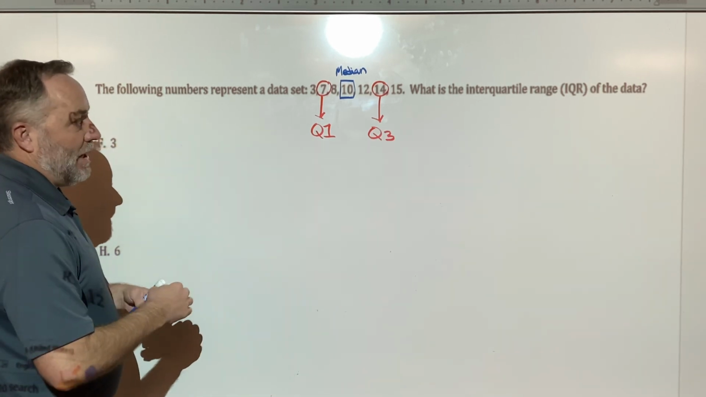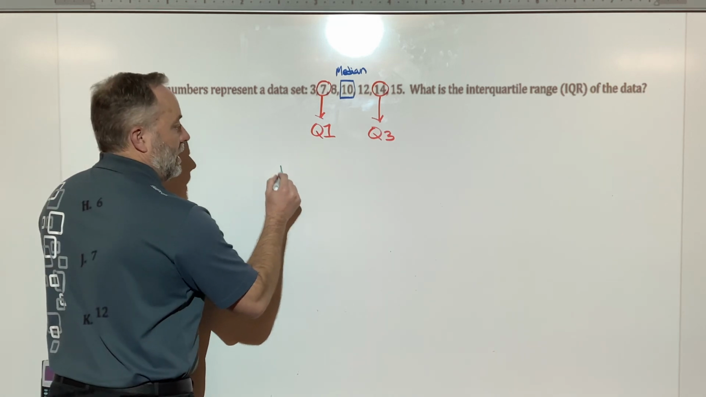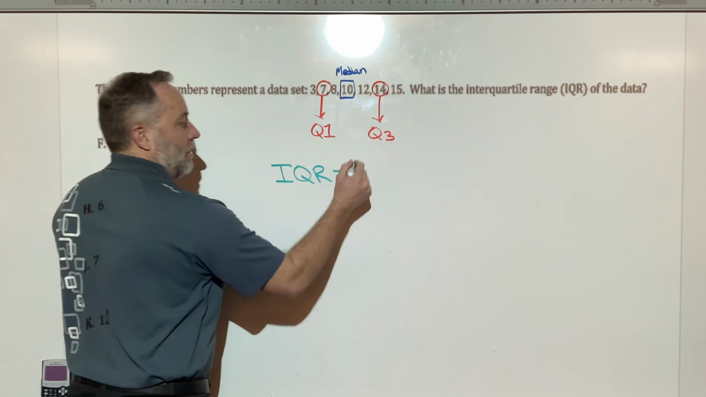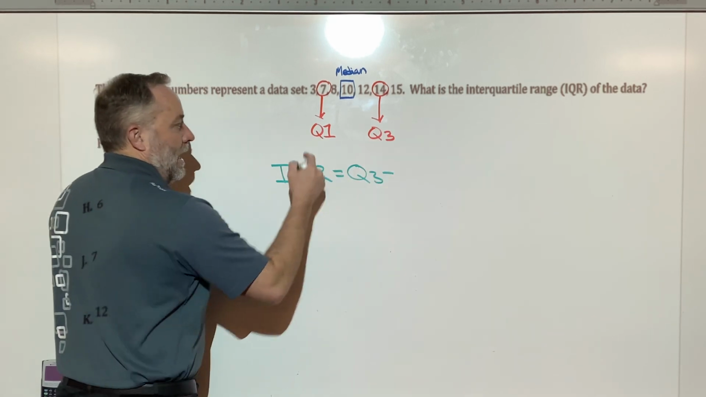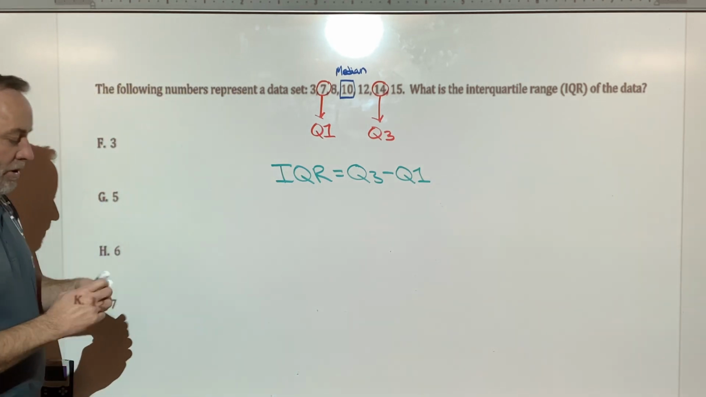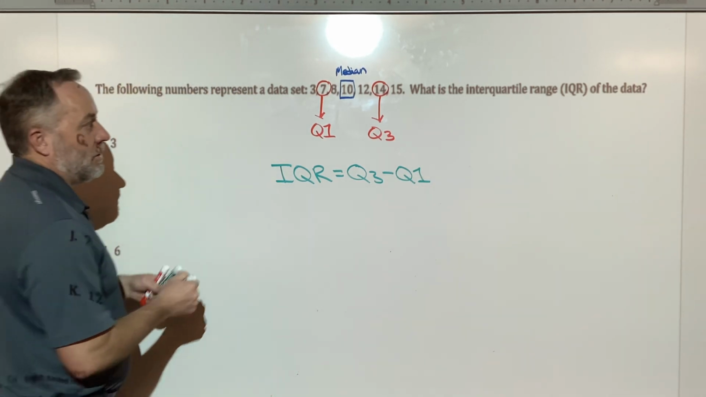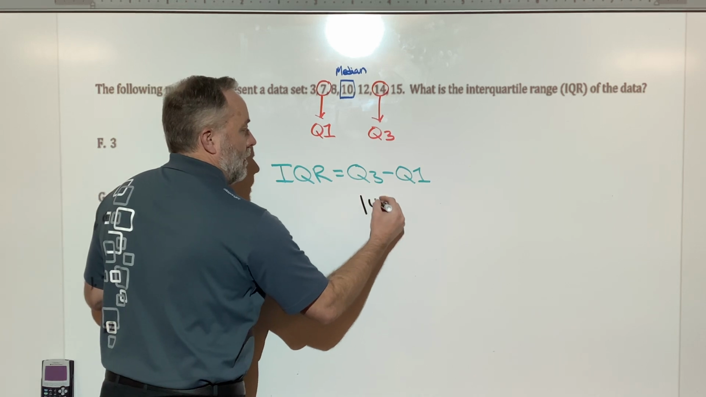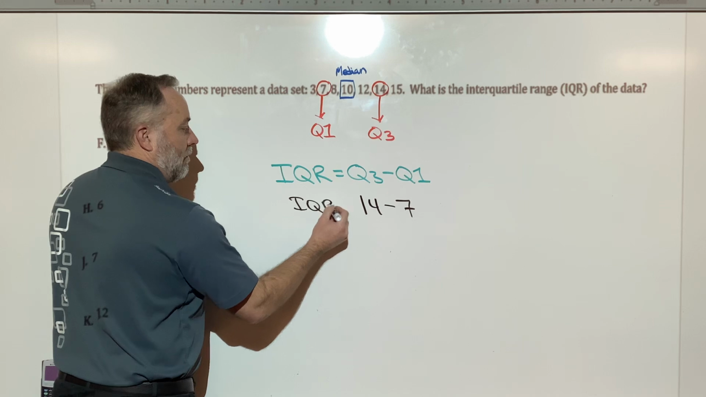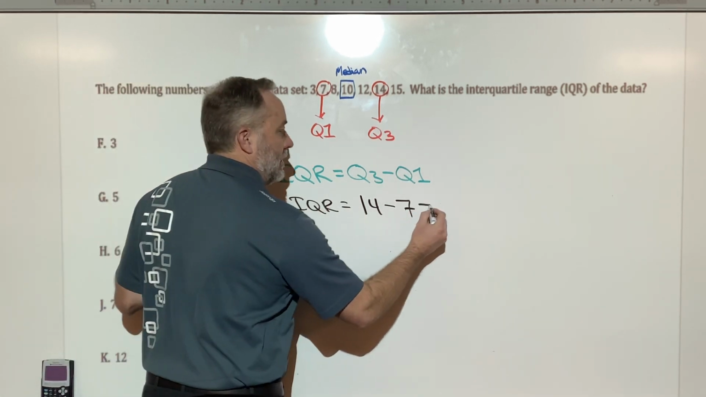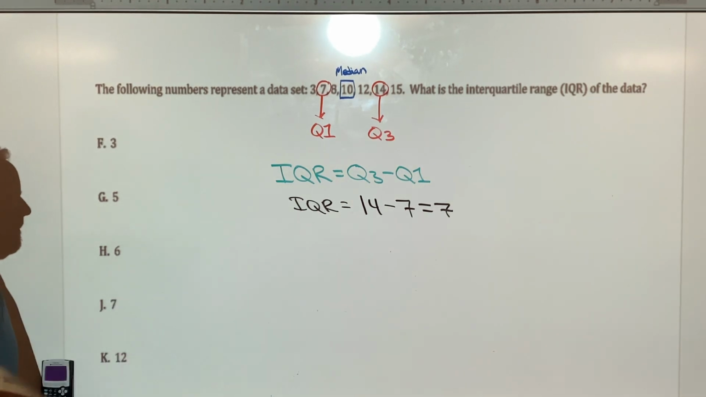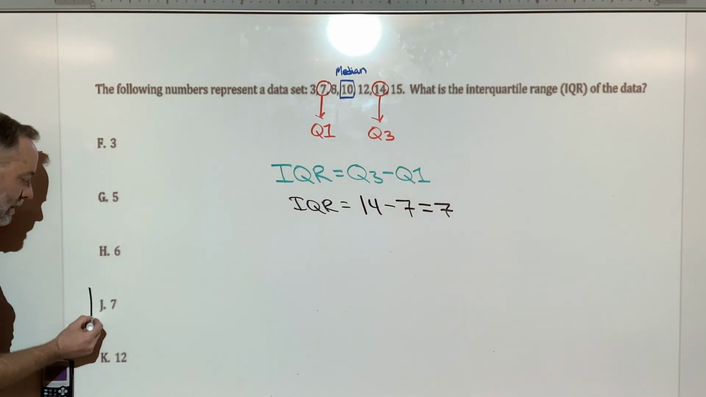And we're asked about the IQR, so the interquartile range. And the interquartile range is the difference between the third quartile, so Q3, and Q1, difference being subtract. So Q3 minus Q1, and we have values for those. Q3 is 14, Q1 is 7. So our IQR, the interquartile range, is 14 minus 7, which is equal to 7. And so our interquartile range for this data set is 7, and we can find that in selection J.